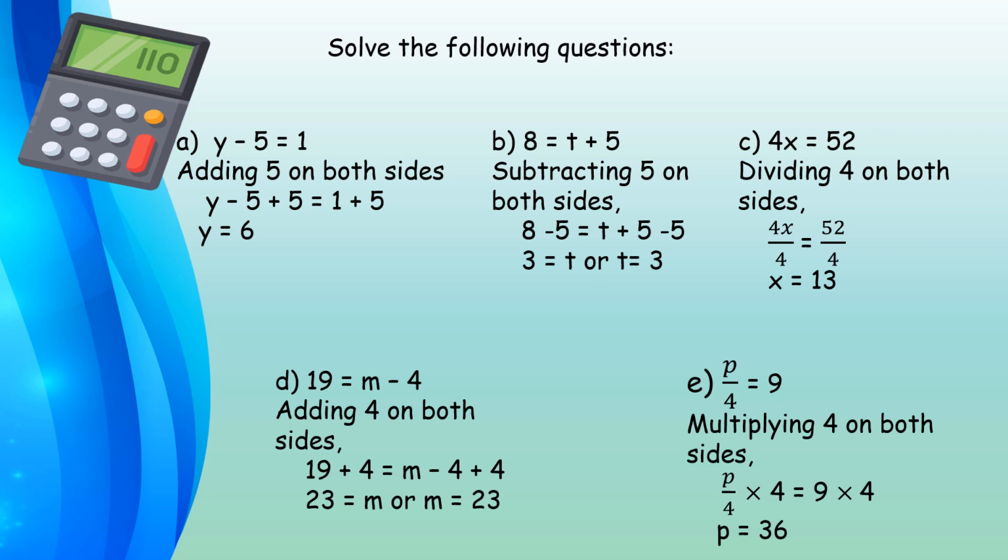How will we shift it? Just by writing the opposite of that number. It's minus 5, so we'll write it as plus 5. So how will we do it? Adding 5 on both the sides. So y minus 5 plus 5 equals 1 plus 5. So y equals 6.